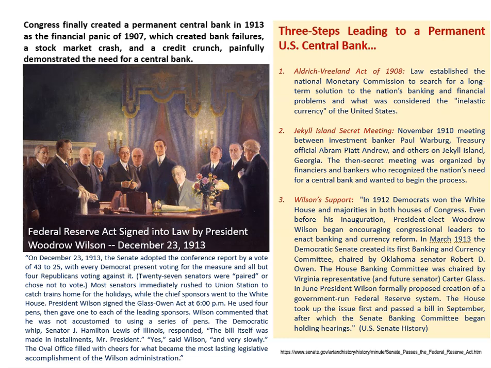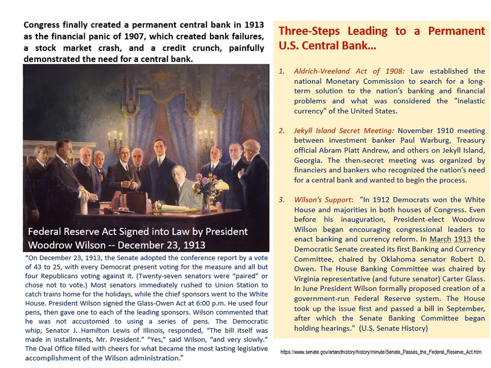The House took up the issue first and passed a bill in September, after which the Senate Banking Committee began holding hearings. The Senate historian further observed, quote, "On December 23, 1913, the Senate adopted the conference report by a vote of 43 to 25, with every Democrat present voting for the measure and all but 4 Republicans voting against it. 27 senators were paired or chose not to vote. Most senators immediately rushed to Union Station to catch trains home for the holidays, while the chief sponsors went to the White House.